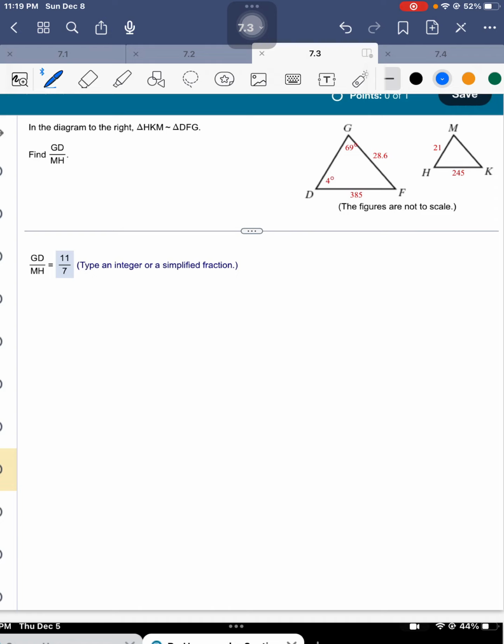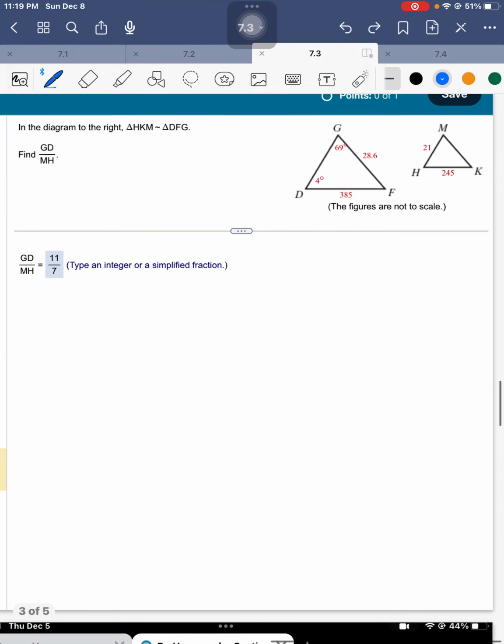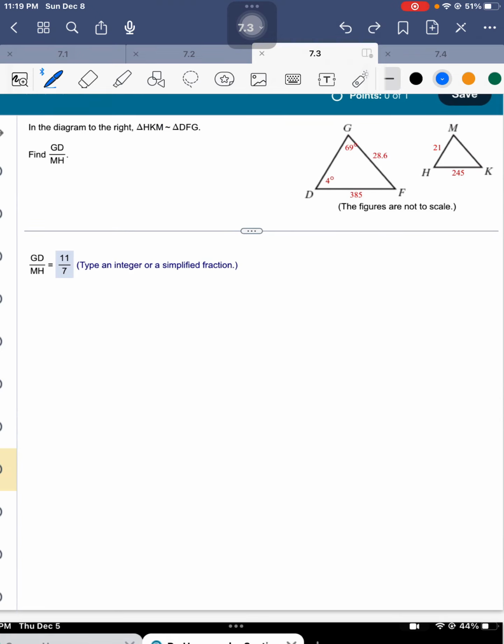Okay, this one's kind of tricky. All right, so this one, it's telling me that the triangles are similar. So that's one big thing. So these triangles are similar. That means not only are the angles going to be congruent, but the side lengths are going to be proportional. So one proportion of a side length is going to be the same proportion for the other one. So this GD to the MH is going to be the same as another proportion. What other proportion could we be talking about?